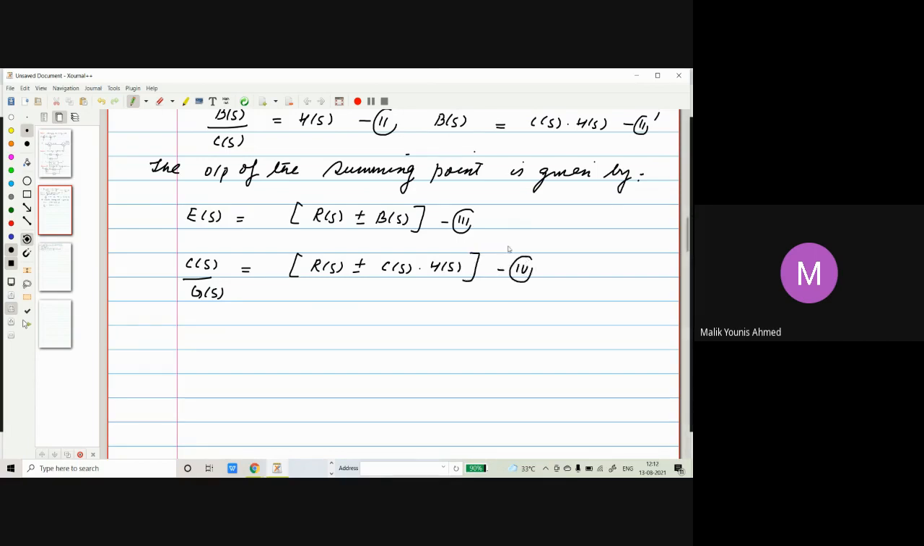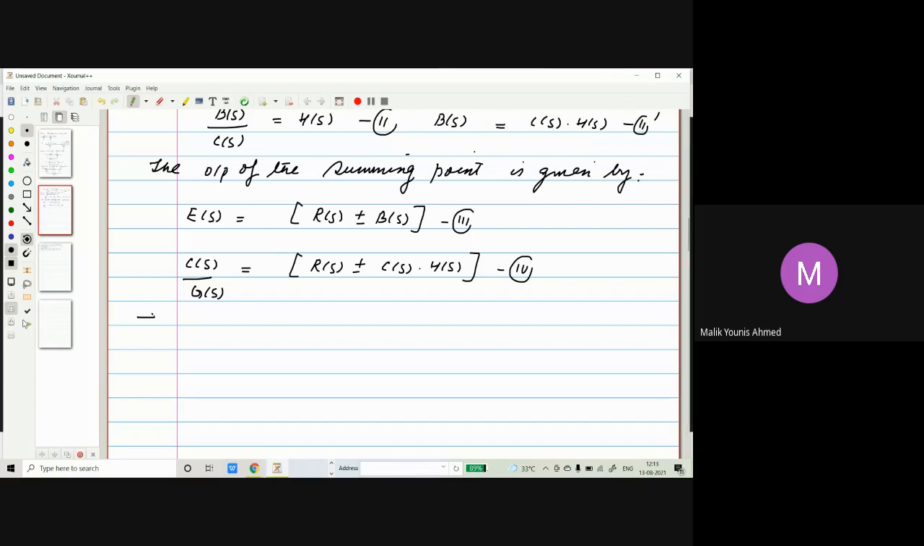So these are very clear equations. Error signal we have got. What are the coming signals towards it? We have added them. Nothing we have done. So then we have replaced the value of E of S and B of S. Okay. Now let's simplify the equation fourth for the overall transfer function.